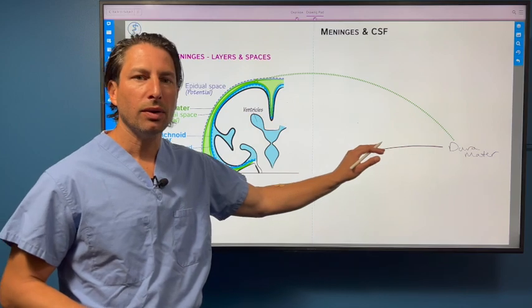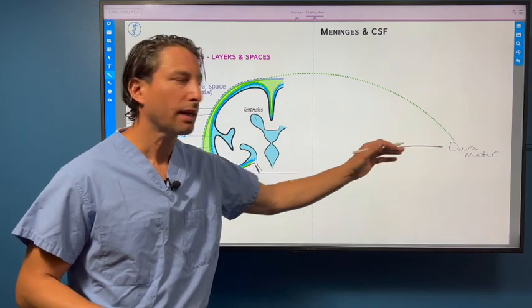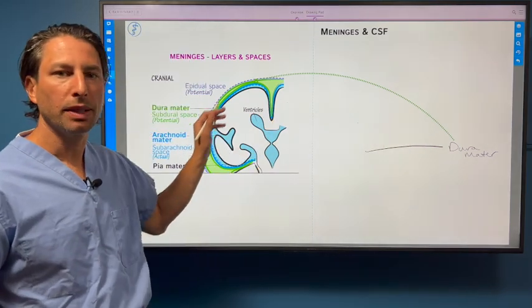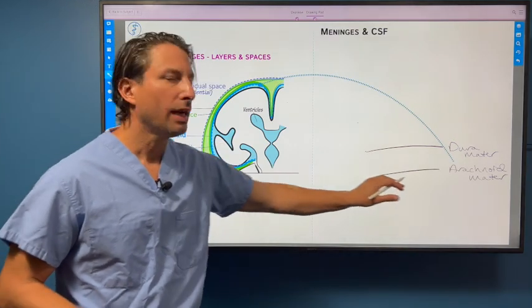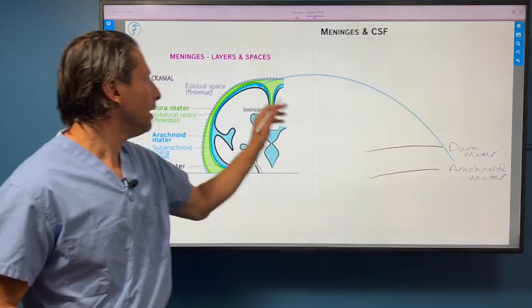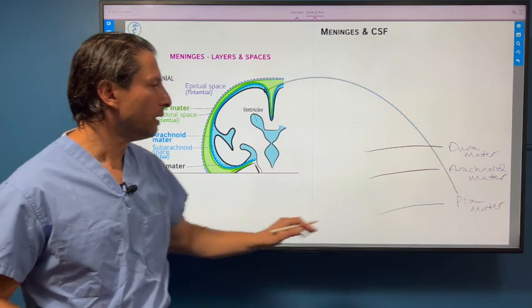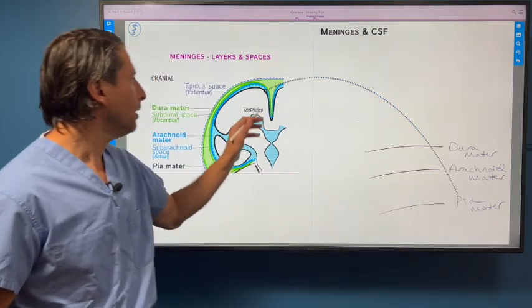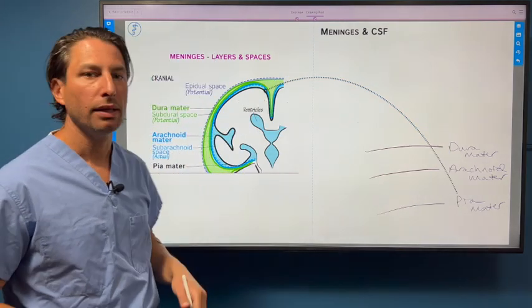So first, outermost is the dura mater. That was that thick covering. We show it here in our pictorial in green. Underlying it, we have the arachnoid mater. We show it here in blue. And then underlying that is the pia mater, which would just be the surface of the brain here.